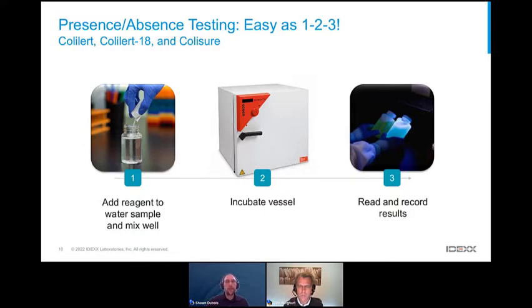So it's pretty simple. It is basically a 1, 2, 3 step process. Basically, if you can make Kool-Aid, then you can run these tests. Pretty straightforward.